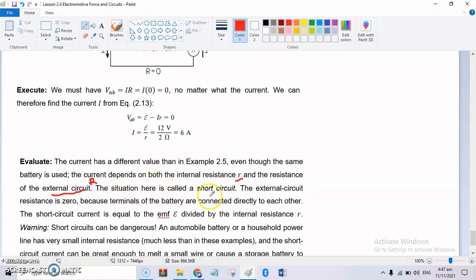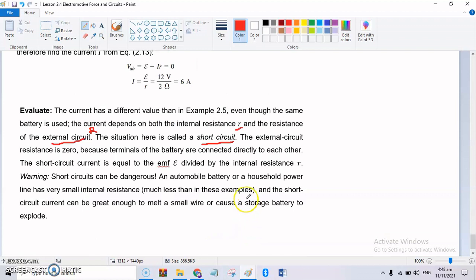The situation here is called a short circuit. The external circuit resistance is 0 because the terminals of the battery are connected directly to each other, and the short circuit current is equal to the EMF divided by the internal resistance r. And a warning: short circuits can be dangerous. An automobile battery or a household power line has a very small internal resistance, and the short circuit current can be great enough to melt a small wire or cause a storage battery to explode. Okay?